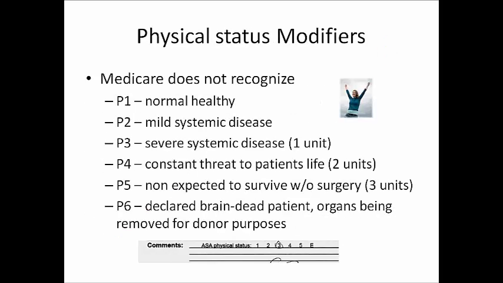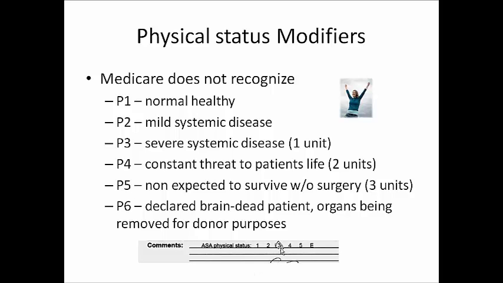The physical status modifiers are added to each reported anesthesia code, and they indicate the patient's condition at the time anesthesia was administered and identify the complexity of services provided by that anesthesiologist or CRNA. It's documented in the anesthesia record. Usually in the anesthesia documentation, you will see somewhere where it says ASA physical status, and they usually circle the number, like the 1, 2, 3, 4, or 5 on the anesthesia form.